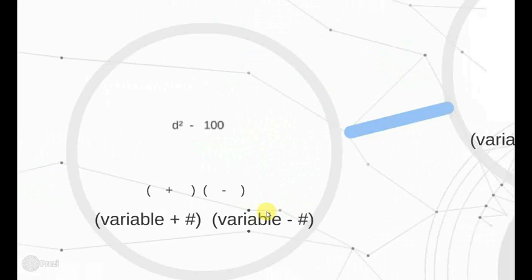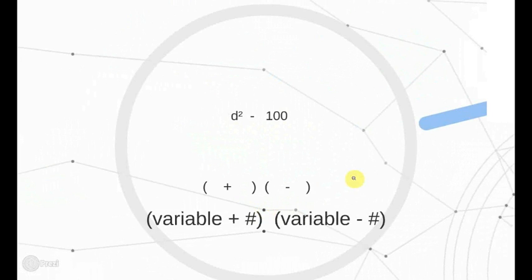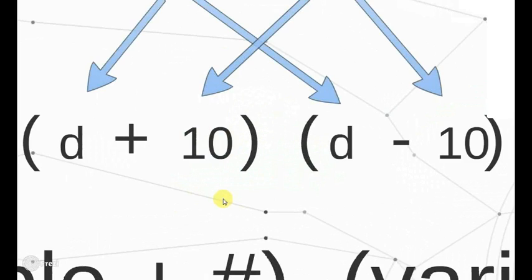All right, another example. We're going to do the same thing. We've already identified what we want our answer to look like. And now I'm going to take the square root of d squared and the square root of 100. I'm going to write down what those square roots are, and then I simply place them into the proper equation format. So my final answer, d plus 10 times d minus 10.